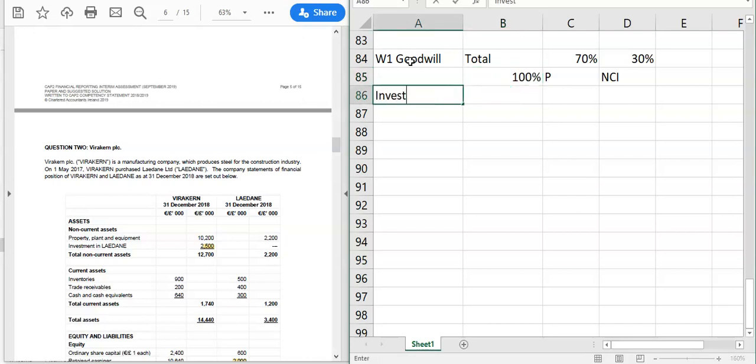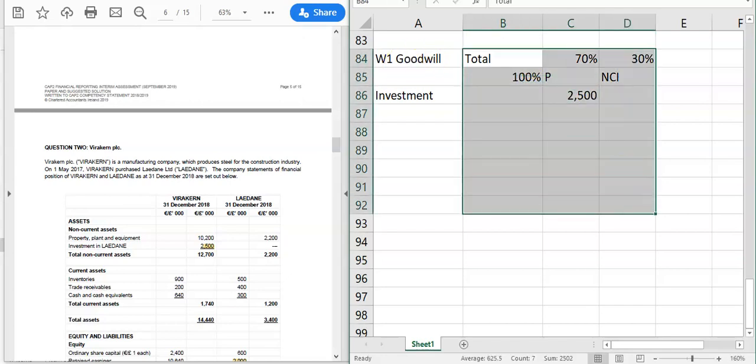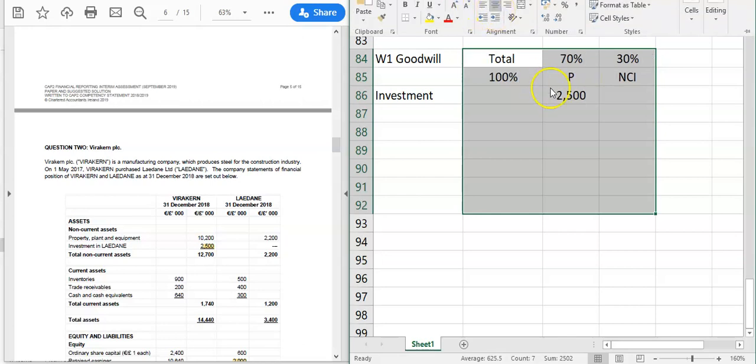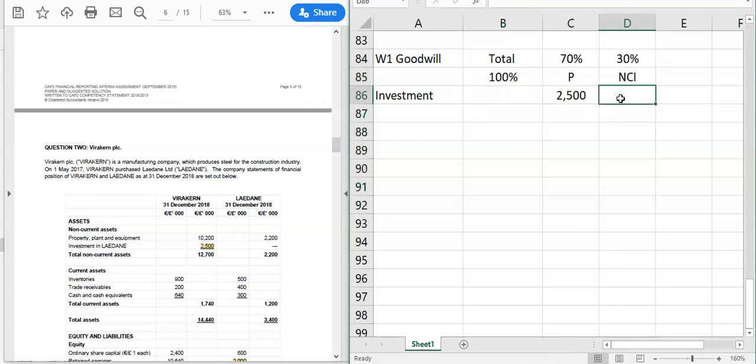To calculate goodwill then, we're going to look at the parent and we're going to look at the NCI. The parent is 70%, the NCI is 30%. There are a number of ways of laying this out, but you can do it whichever way you want, as long as you come to the same answer. In terms of the investment, our parent is going to be 2.5 million. That's coming directly from the question. They invested 2.5 million. And our NCI, we don't know yet. We'll leave a question mark there. That will be dependent on what the fair value of net assets is.